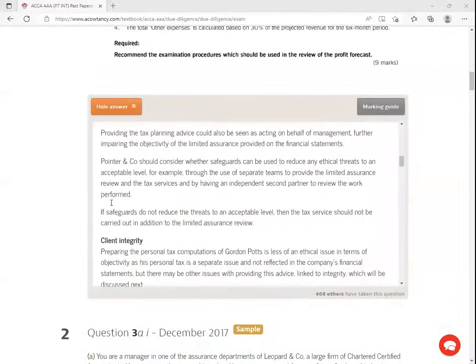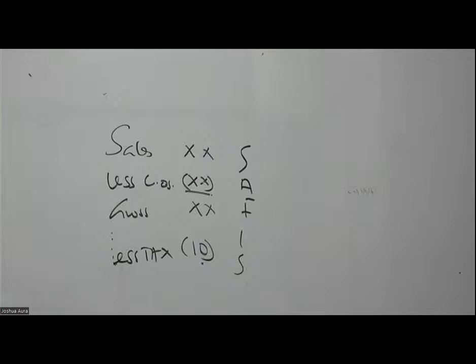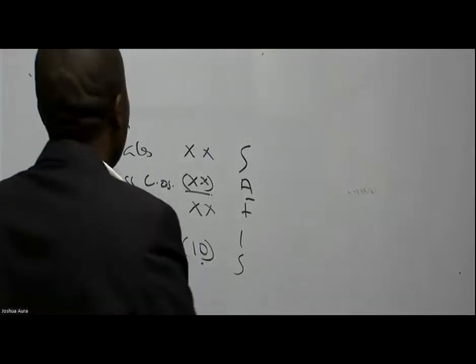Okay, so you're told point and the company should consider whether safeguards can be used to reduce any ethical threat to an acceptable level. For example, through the use of separate teams to provide limited assurance review and the tax services, and by having an independent second partner to review the work performed. So when it comes to safeguards, yes, safeguard is quite a big term in terms of auditing.